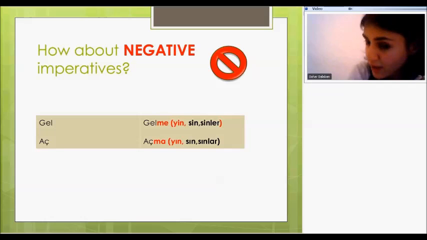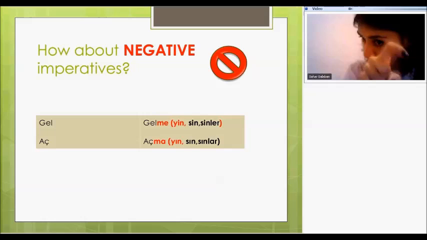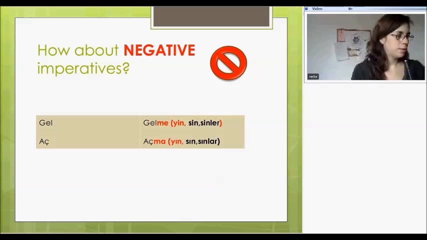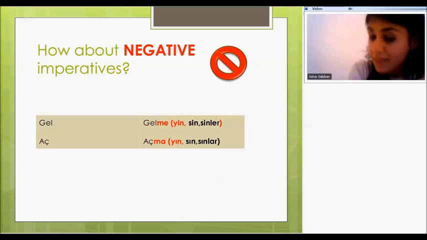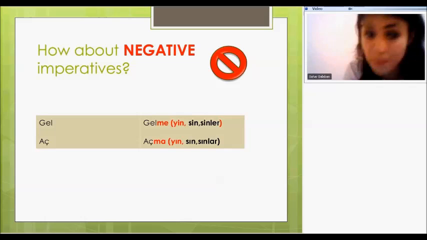And second singular does not take any other suffixes, remember, from the chart? Yes. It doesn't take anything. So normally it would be gel. You come. But if we want to make this negative, then we only have to add "me." Gelme. And we add "ma" when we have a verb that ends with an A. That's again the vowel harmony. For example, ach. Achma.